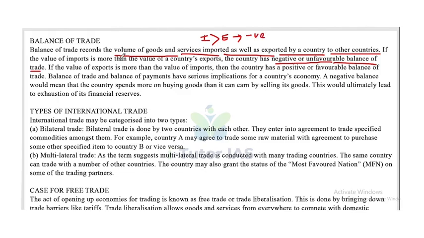Now, if the value of export is more than the value of import, then the country has a positive or favorable balance of trade. Balance of trade and balance of payments have serious implications for a country's economy. A negative balance would mean that the country spends more on buying goods than it can earn by selling its goods. This would ultimately lead to exhaustion of the financial reserves.